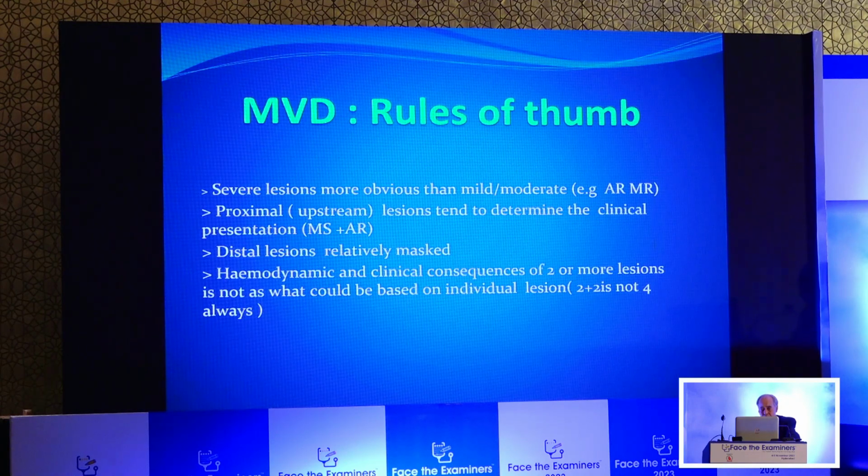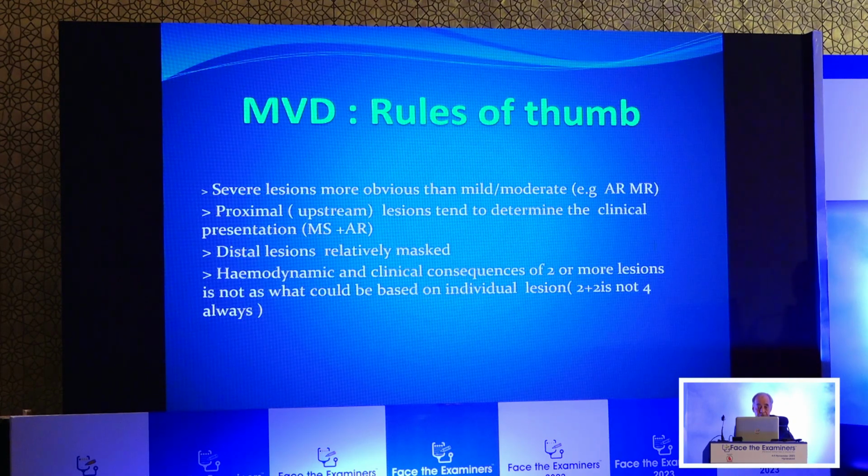There are a couple of important things to understand when you see a patient. They are also described in certain textbooks as rules of thumb. One important thing is that a severe lesion becomes more obvious than a mild or moderate lesion. Say for example, there is a patient where the aortic regurgitation is severe. You will get all the signs of aortic regurgitation, and if this patient has a mild or moderate mitral regurgitation, you may not be able to appreciate it because all the findings will be dominated by the aortic regurgitation.